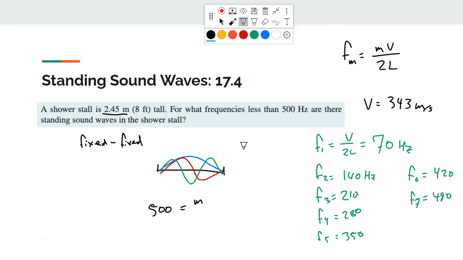So if we just said this, or we just made this a greater than sign, then we would solve this and we would get m less than 7 point something. So we could just say m less than, I don't know, 7.2 or something. So we would say that for m equals 7 and below, we have valid harmonics under this constraint. Okay. So any questions about how to solve this one? Good.